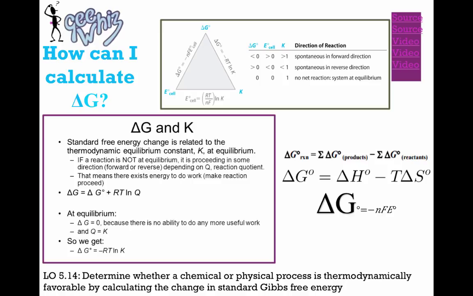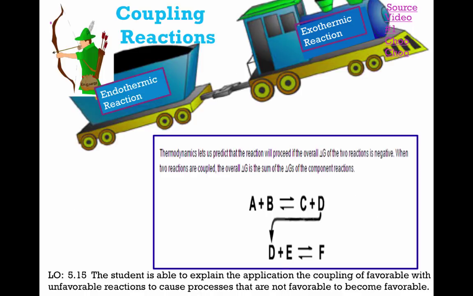And again, the biggest thing with looking at thermodynamic favorability is you should be able to look at delta G or E. So delta G, if it's negative, it's spontaneous. If E is positive, it's going to be spontaneous. So coupling a reaction is when you really couple 2 reactions together, one that's very, very exothermic in order to get an endothermic reaction to proceed as well.